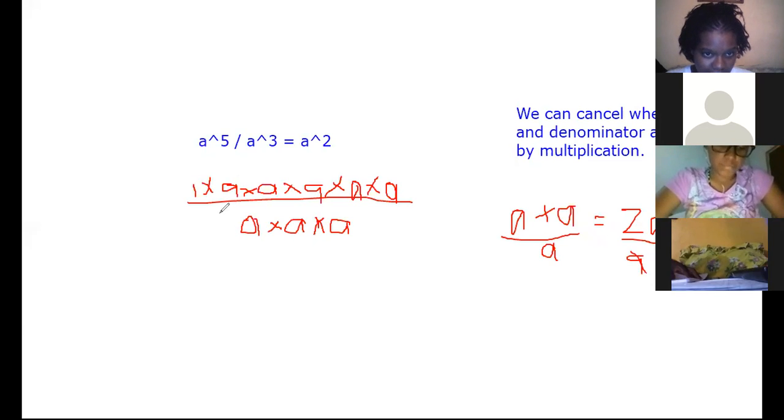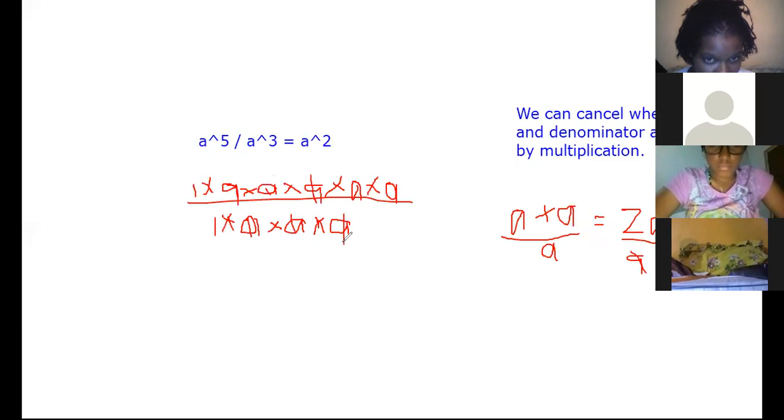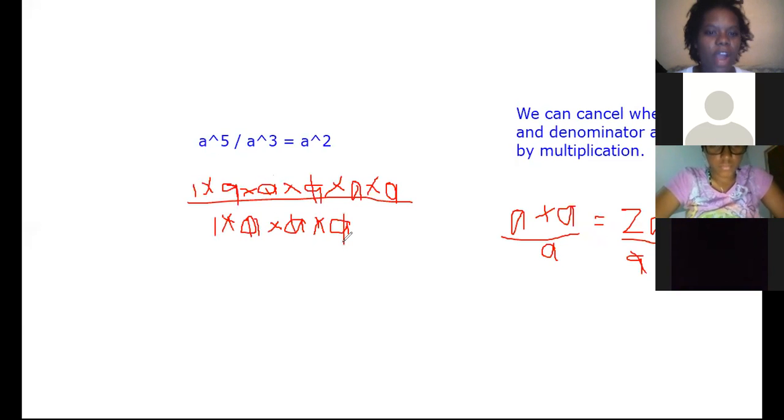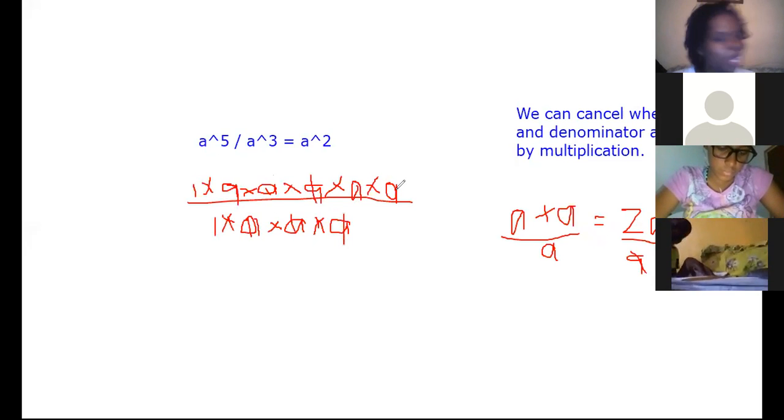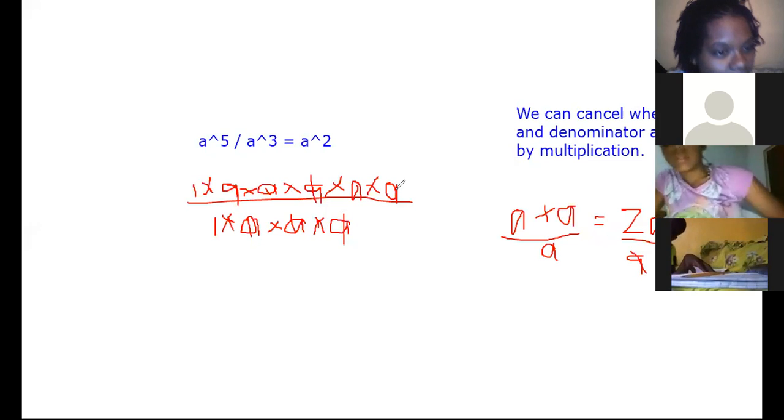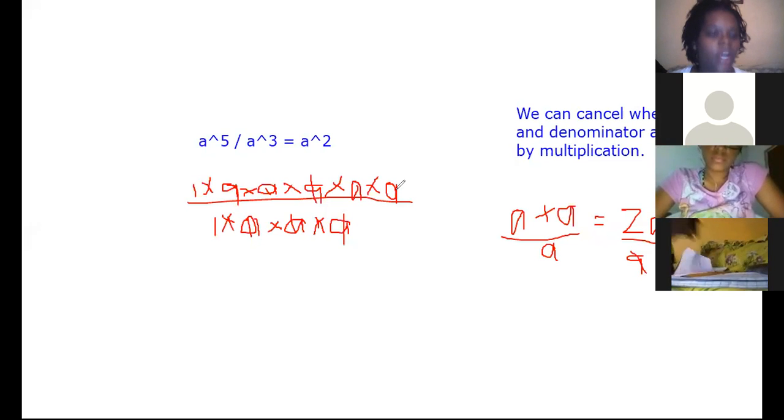Everybody see that? There's a 1 times that, here's a 2. So this A cancels out this A, true? This A cancels out this one. This A cancels out this one. And we are only left with A times A. We are left with A to the second power.